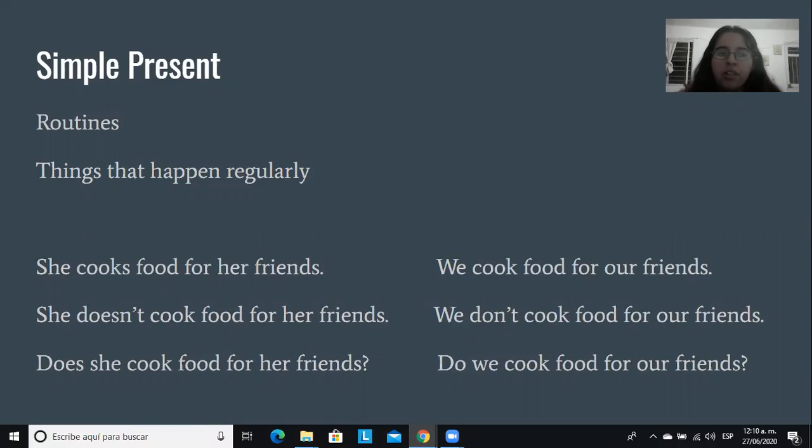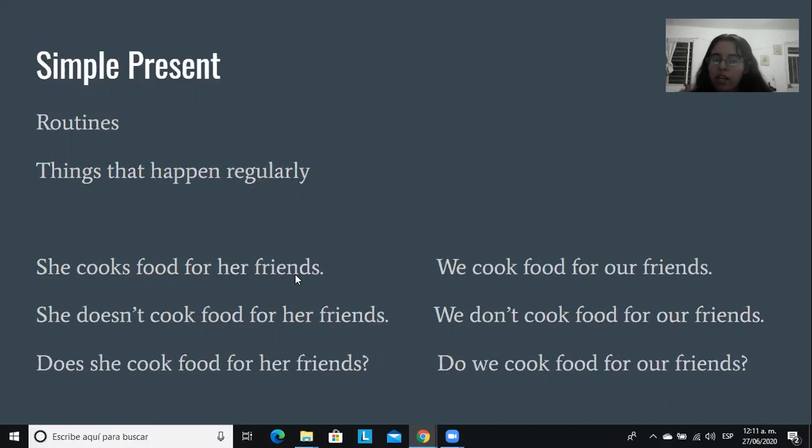So the simple present is for routines and for things that happen regularly. Here we have some examples. We have she cooks food for her friends. Remember that when it's he, she, or it, we have to add an S when it's affirmative in simple present. We have to add an S or an ES or an IES depending on what the verb is. So here with cook, we just add an S and it would be she cooks food for her friends.